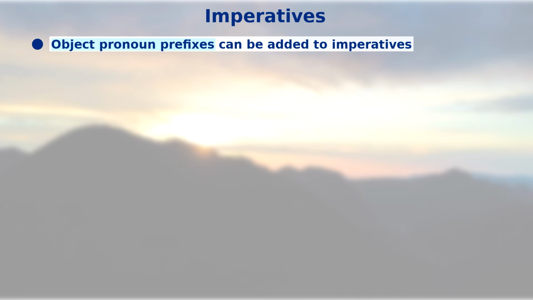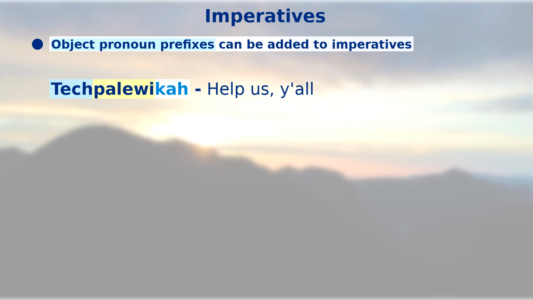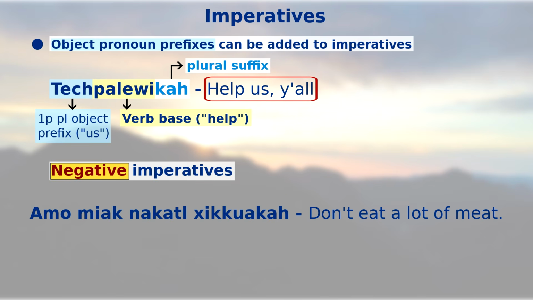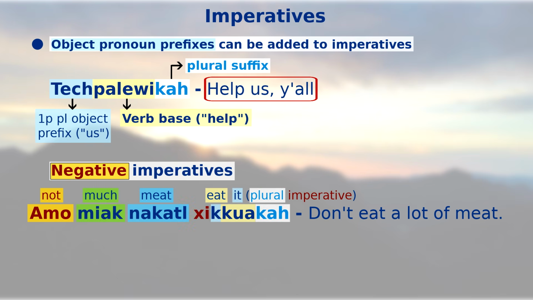Object pronoun prefixes can also be added to imperatives. Techpalvica. Help us, or help us y'all. Tech is an object pronoun prefix meaning us. This imperative is negative. Amo miak nakat xiquaca. Don't eat a lot of meat. Word for word it's not much meat, eat it, plural imperative form.